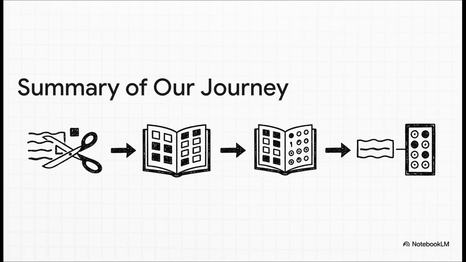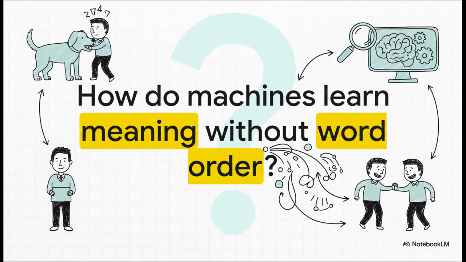We started by breaking sentences into tokens. We built a unique vocabulary to get around that collision problem. Then we gave every word its own unique ID number. And finally, we used one-hot encoding to turn any sentence into a fixed size vector. And all of this leaves us with a really fascinating question to chew on.